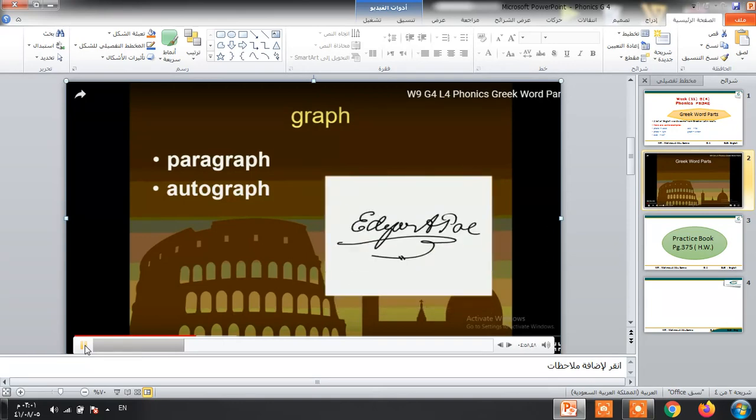Autograph. So the word auto actually means one or oneself when we're talking about someone or ourselves. Autograph. So it's a graph, a writing for ourselves. It's a signature. When we sign something at the bottom of contracts or letters, we use our signature or our autographs.